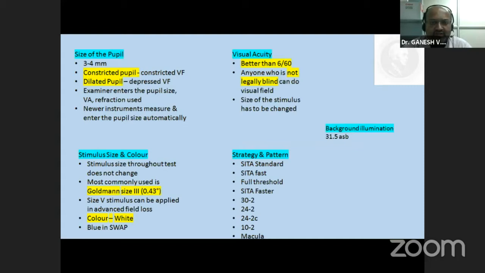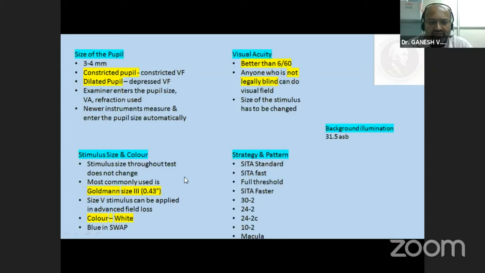Certain factors affect the test. Number 1 is the pupil size. A constricted pupil will give you a constricted visual field. Dilated will give you a depressed visual field. So appropriate pupil size is 3 to 4. Visual acuity, anybody who is not legally blind can do a visual field, but usually we recommend 6/60 as the lower end cutoff. People having less than 6/60 can do visual field testing with special adjustment in the machine.